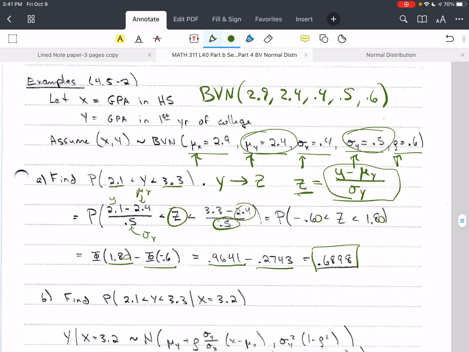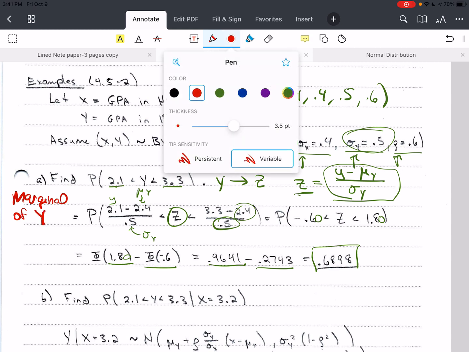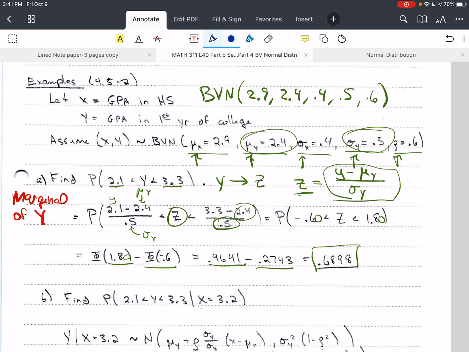Now, this is only for the marginal distribution of Y. Please do not be fooled into thinking that you will get the same answer when you do the conditional. The only way you will get the same answer is if rho is equal to 0. So if rho equals 0, then, only then, will this be the same answer.